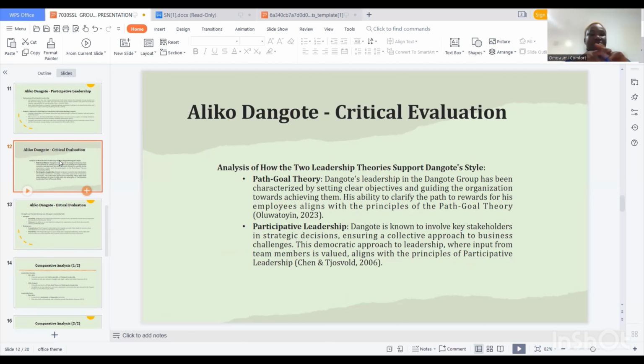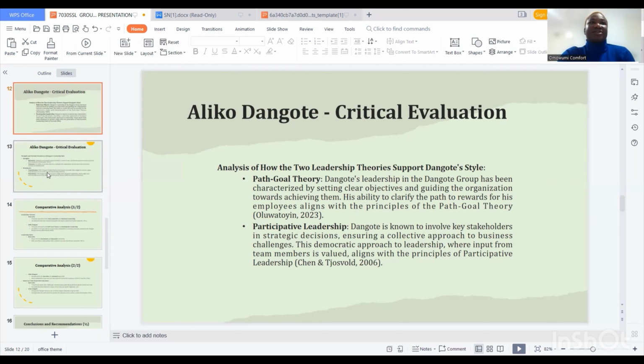approach. When examining Dangote's leadership from the perspective of the path goal theory and participative theory, it becomes evident that his leadership effectively establishes explicit goals and values the inputs of stakeholders. Dangote demonstrates a clear understanding of the path goal theory as he sets clear objectives and provides guidance to his team members, ensuring that they understand the expectations and how to achieve them.